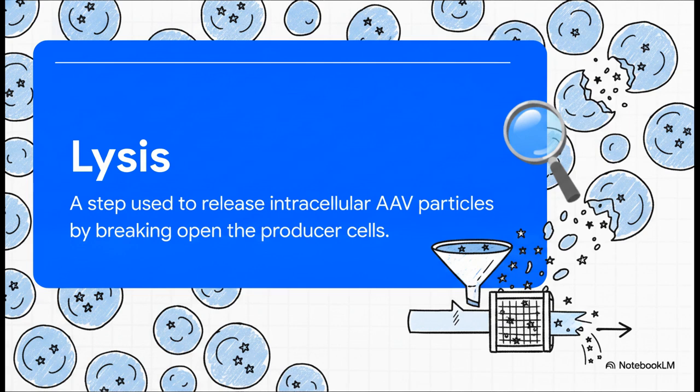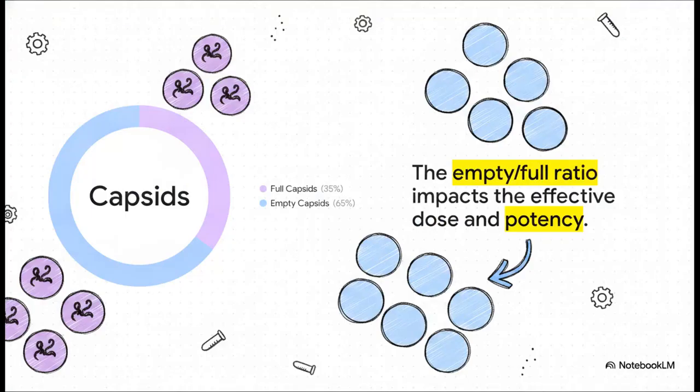After we break the cells via lysis, we use clarification steps to filter out all that leftover cellular debris and the larger particulates, which leaves us with a fluid containing our precious AAV vector. But here is where we hit a really major manufacturing headache. In AAV production, the cells don't always get it right.